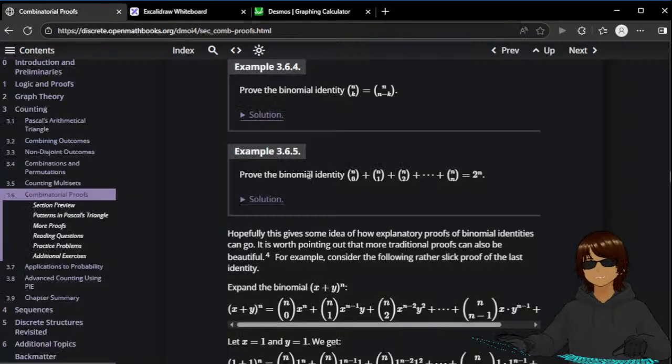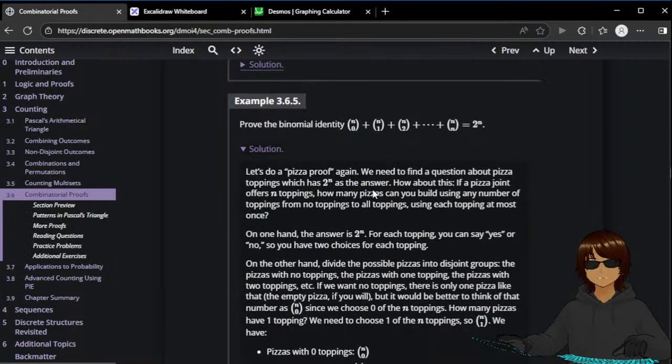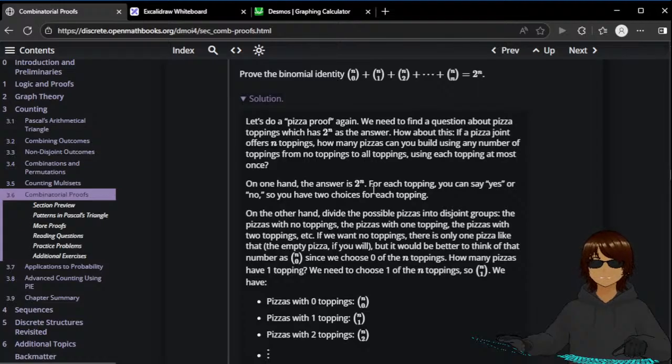I'm unsure about this, but I want to see what they do. Let's do a pizza proof again. We need to find a question about a pizza topping which has 2 to the power of n as the answer. How about this? If a pizza joint offers n toppings, how many pizzas can you build using any number of toppings, from no toppings to all toppings, using each topping at most once? On one hand, the answer is 2 to the power of n. For each topping, you can say yes or no. So you have two choices for each topping.